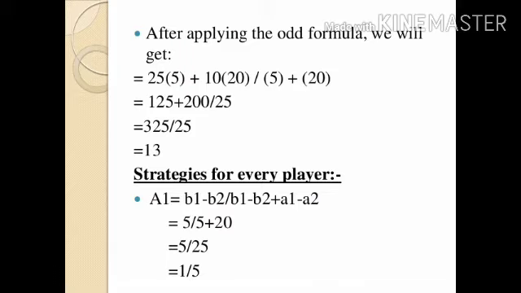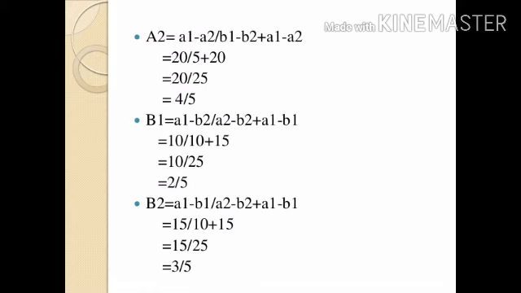The strategy for each player: A1 is equal to B1 minus B2 divided by B1 minus B2 plus A1 minus A2. By substituting A1, A2, B1, B2 and doing the calculations, we get the value of A1 is 1 by 5. A2 is equal to A1 minus A2 divided by B1 minus B2 plus A1 minus A2. By substituting and doing the calculations, we get the value of A2 is 4 by 5.